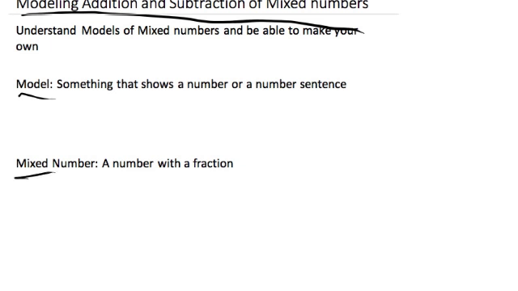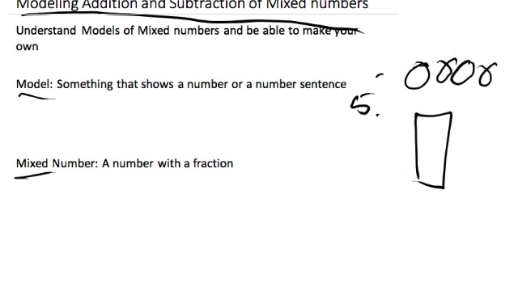So, a model is something that shows a number or a number sentence. And a mixed number is a number with a fraction. So that basically means a model is something that shows a number. For example, if it were to show 5, it would be either 5 different parts. That would be a model because it's 5 different parts, and 5 is just 5 ones. Or a thing split into 5 parts. For example, this thing. That's 5 parts. And that's just a model.